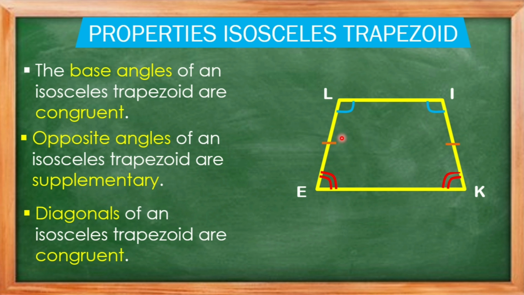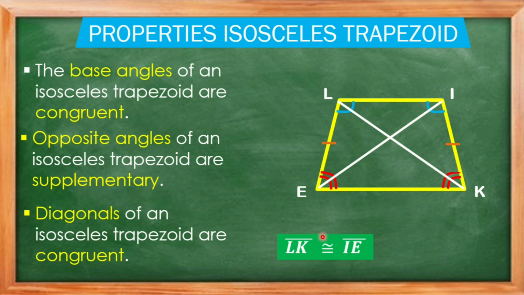The third property is the diagonals of an isosceles trapezoid are congruent. So, let's use the same figure. So, itong diagonal na to, LK, ay congruent daw siya sa diagonal EI. Okay, so in notation, we have segment LK is congruent to segment EI.